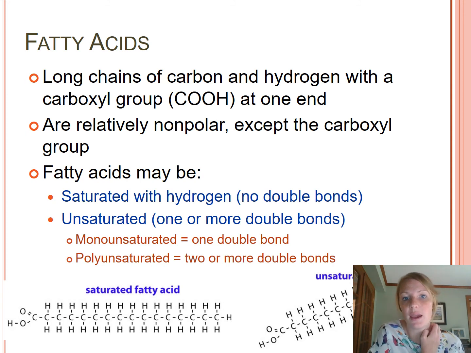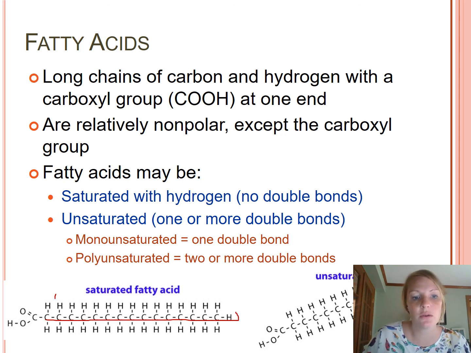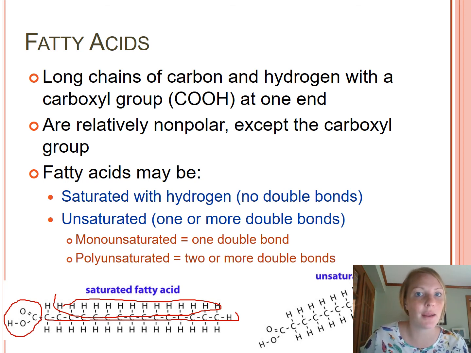Individual fatty acids are long carbon chains surrounded by hydrogens, usually uniformly surrounded by hydrogens at each carbon. Then we have a carboxyl group, or carboxylic acid, at one end. That's what gives it the name fatty acid. This little group makes it a little reactive with other groups. It's relatively nonpolar. Most of the molecule is nonpolar except for that little end right here. Fatty acids can be what we call saturated with hydrogen, so every carbon has a hydrogen attached to it.